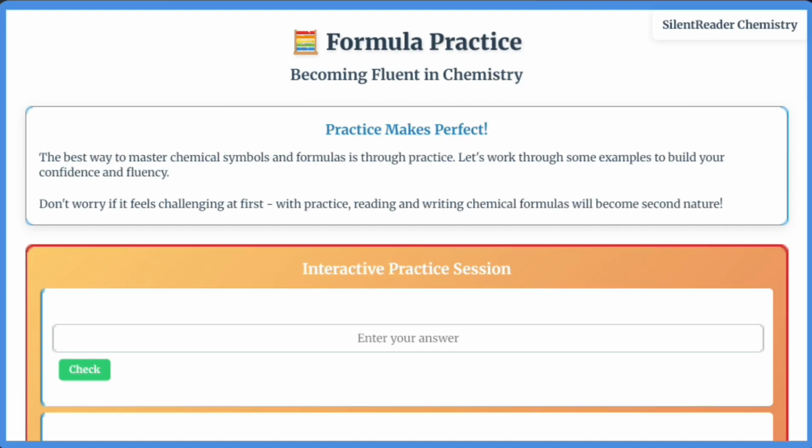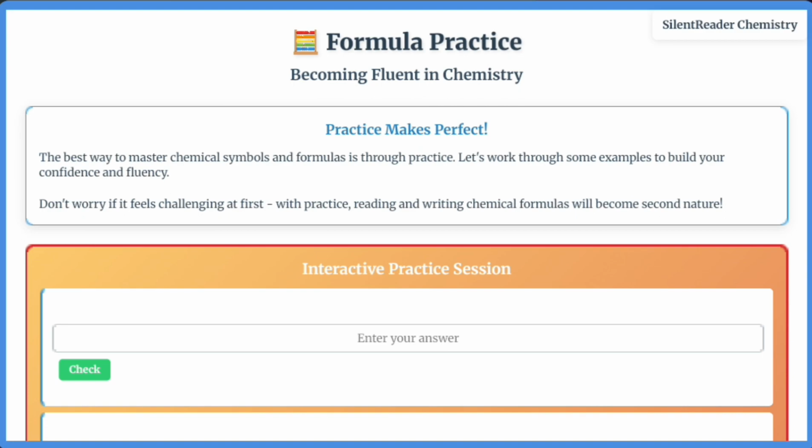The best way to master chemical symbols and formulas is through practice. Let's work through some examples to build your confidence. How many atoms total in H2SO4? That's 2H plus 1S plus 4O equals 7 atoms. Can you write the formula for carbon dioxide? That's CO2 with 1 carbon and 2 oxygen atoms. Name NaCl, that's sodium chloride.